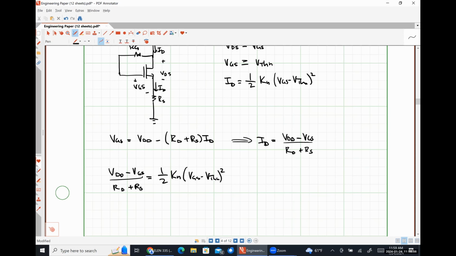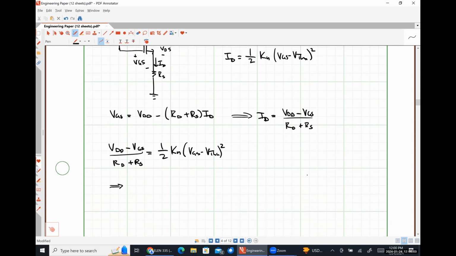And we can expand this to get 1/2 Kn (RD plus RS) times VGS squared plus [1 minus Kn (RD plus RS) times VTH]. Sorry, that should be a square bracket.